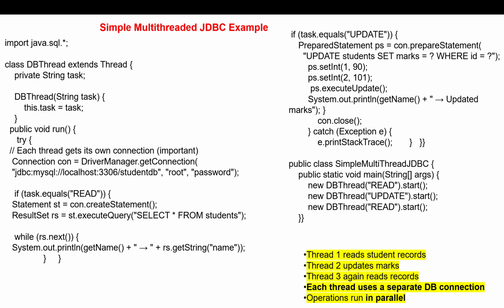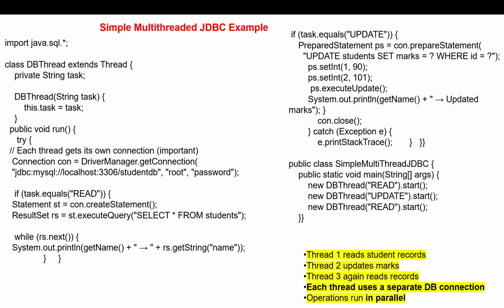Now let us understand this Java example. Here we have a class called DBThread which extends the Thread class. Each thread is assigned a task, either read or update. Inside the run method, every thread creates its own database connection using the DriverManager.getConnection method. If the task is read, the thread executes a select query and displays student names. If the task is update, the thread updates marks using a prepared statement. After completing the task, the connection is closed.